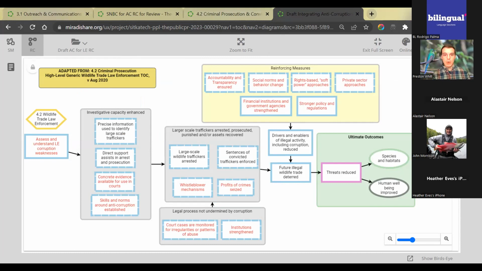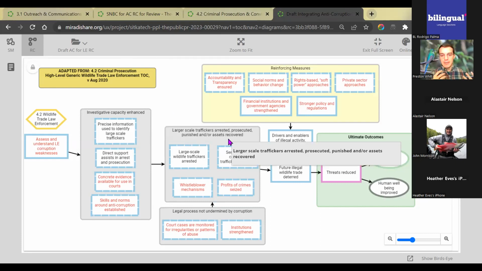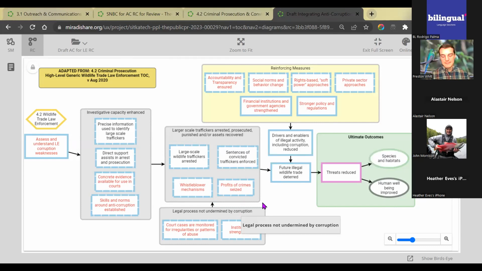This one, like I said, we were able to maintain a lot more of the underlying structure of the conservation activity, which was improving the way that law enforcement handles wildlife crime. So enhancing their investigative capacity, actually arresting and prosecuting traffickers, recovering assets, protecting the legal system, and a lot of the reinforcing measures, many of which are all in red because we've incorporated anti-corruption stuff in there, but all of which aren't necessarily anti-corruption. So I guess they don't actually appear as hexagons, which is something we can reconsider here.